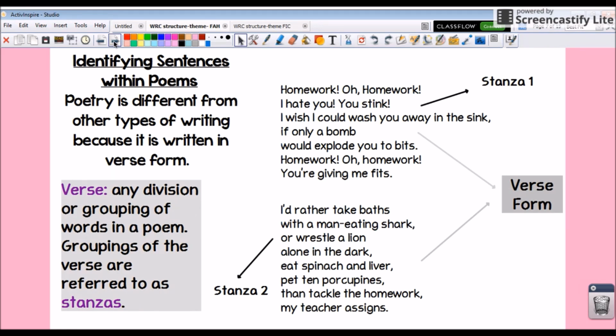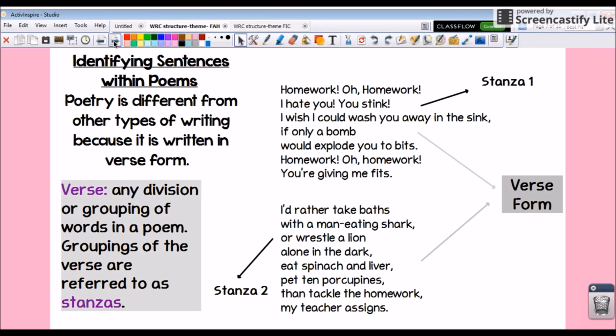All right, so now let's start looking at sentences within poems, because if we're going to look at structure, then we really do need to look at the way a poem is organized and how sentences fit into it. A lot of times people don't really think about sentences when they're reading a poem, and it's one of the chief causes of misunderstanding when you're reading a poem.